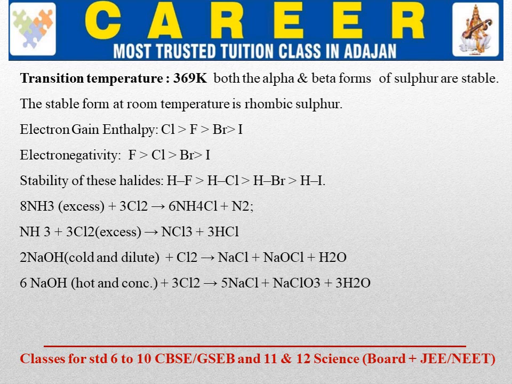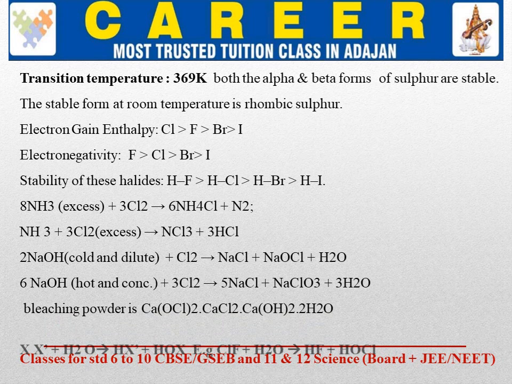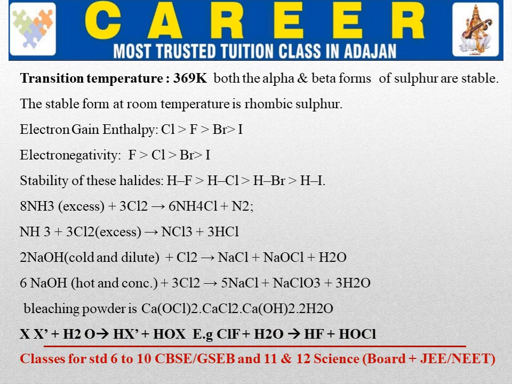Most of the time, definitely, you will get good marks in GUJCET. In the upcoming JEE and NEET examinations, a question based on this will definitely come. The formula of bleaching powder is calcium oxychloride, CaOCl2. If an interhalogen compound of the XX' type reacts with water, it gives HX' plus HOX. For example, with ClF, the HF, which is of smaller size, forms the acid, and the larger one forms oxo acids. Smaller size forms acid and larger size forms oxo acids.